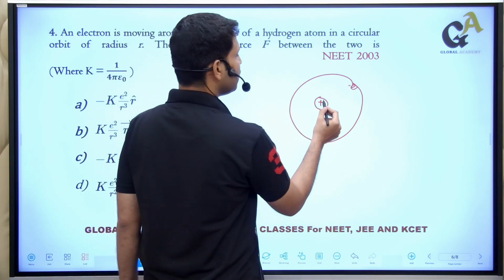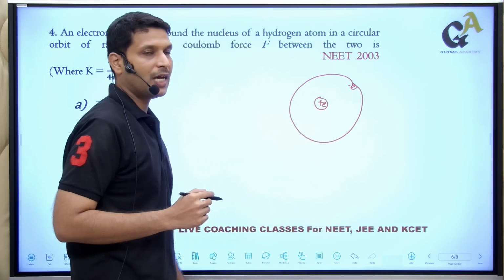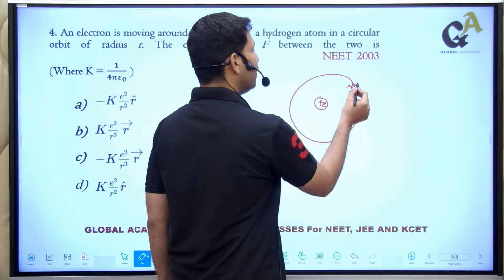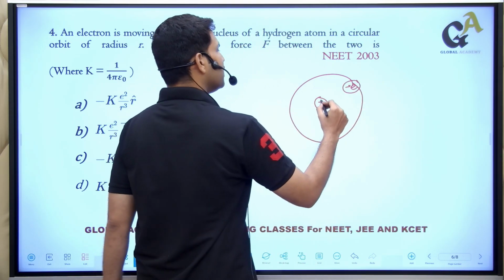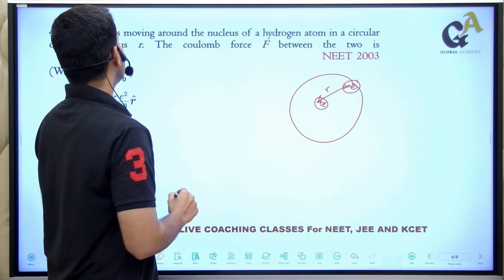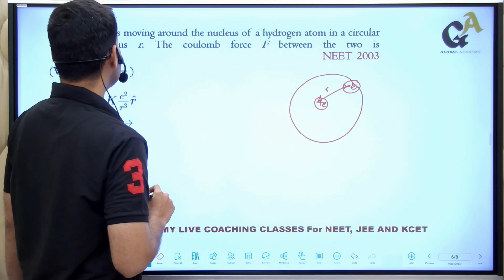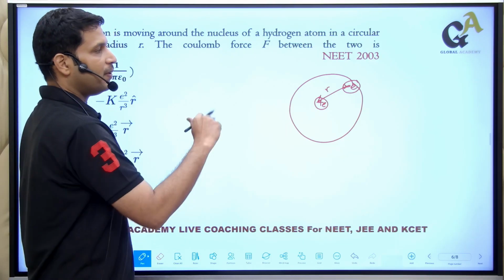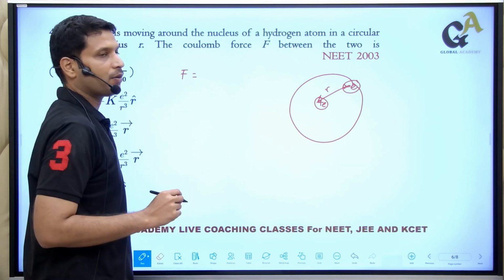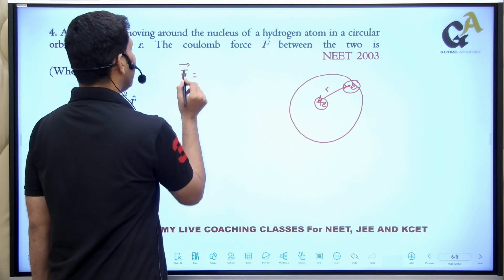So this is a nucleus which has one proton with charge plus e, and the electron has charge minus e, which revolves around the nucleus. They are separated by a distance of r, which is the radius of the orbit. Now, what they have mentioned is the Coulombic force between these two charges, that is the force between the proton and the electron, which is given in the vectorial format.